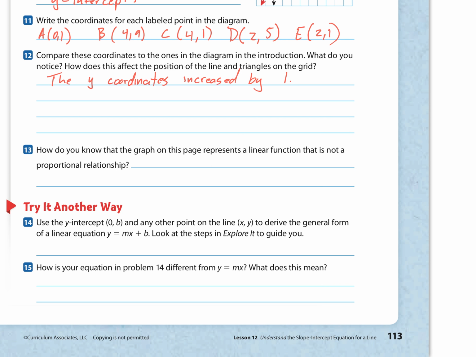Okay, now you are going to be doing problems 14 and 15 independently.